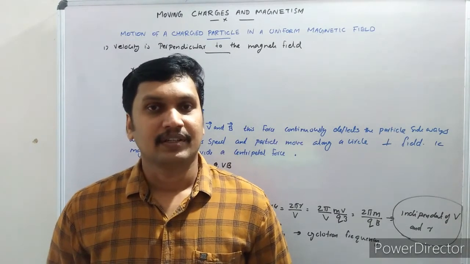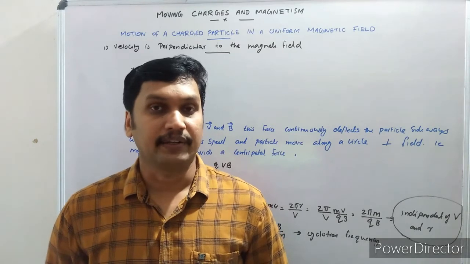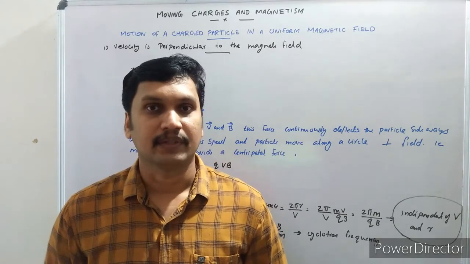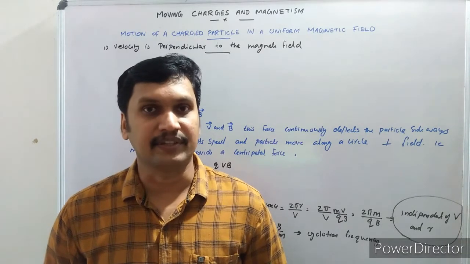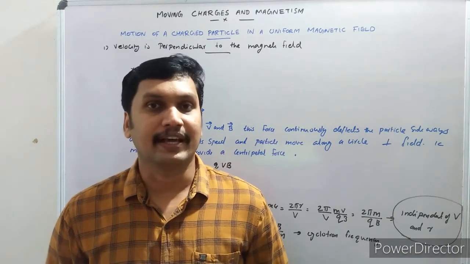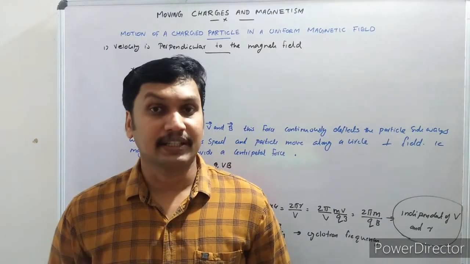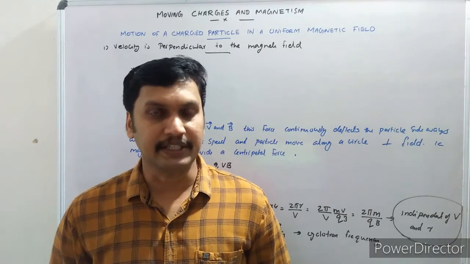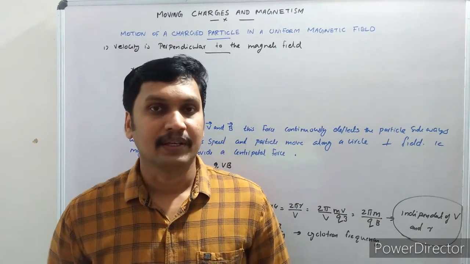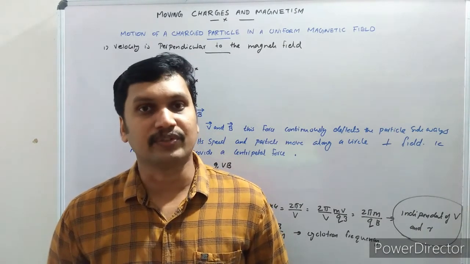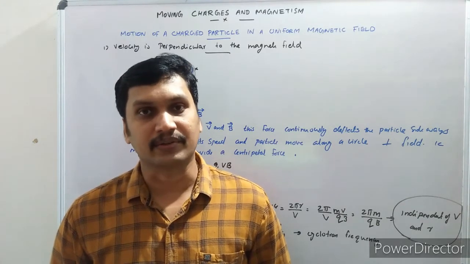Today we discuss the motion of a charged particle through a uniform magnetic field. We know that when a charge is moving through a magnetic field, it experiences a magnetic force, and we can find the direction of magnetic force by using Fleming's left hand rule. The magnitude of force is given by F = Q V cross B.